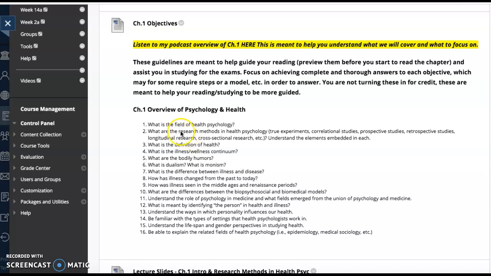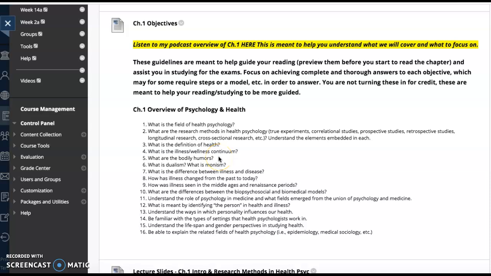Longitudinal research, which is actually a great example of this, is your longevity project. Your longevity book is a longitudinal study design. And then also cross-sectional research. These are the types of methodological designs that you're going to see the most in health psychology. So you want to understand what each design entails. What is a correlational study? What key elements are involved there? What's an experiment? What is a cross-sectional study? And these are all outlined in the chapter.